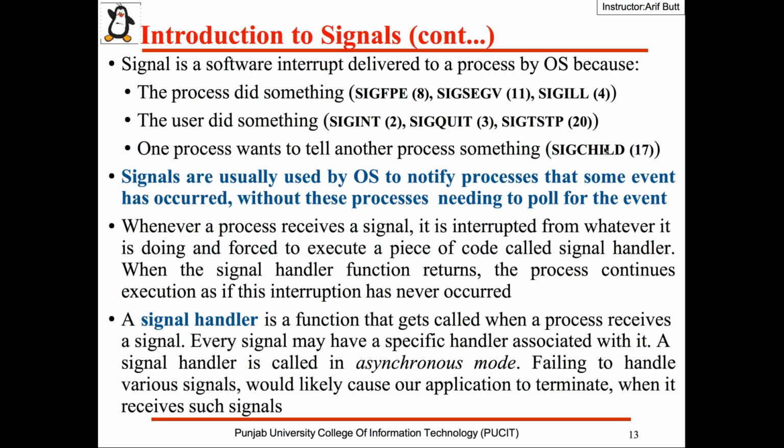So a signal can be defined as that they are used by the operating system to notify processes that some event has occurred without these processes needing to poll for that particular event. And whenever a process receives a signal, its execution is interrupted from whatever it is doing and it is forced to execute another piece of code that is called a signal handler. And when the signal handler returns, the process continues its execution as if this interruption has never occurred. A signal handler is nothing more than a piece of code that gets called when a process receives a signal. And every signal has a specific handler associated with it, which can be called in the asynchronous mode or maybe the synchronous mode.